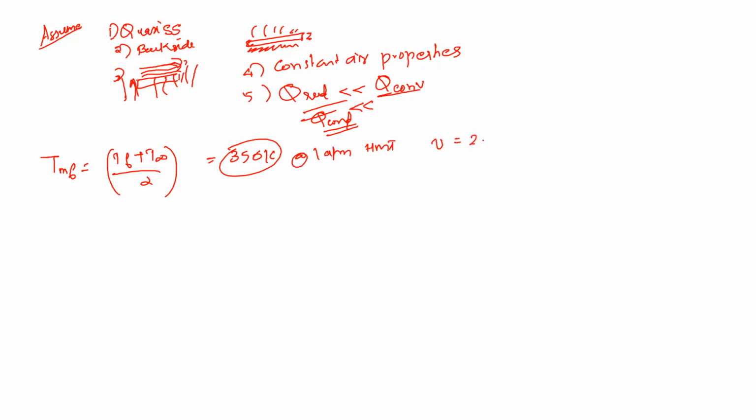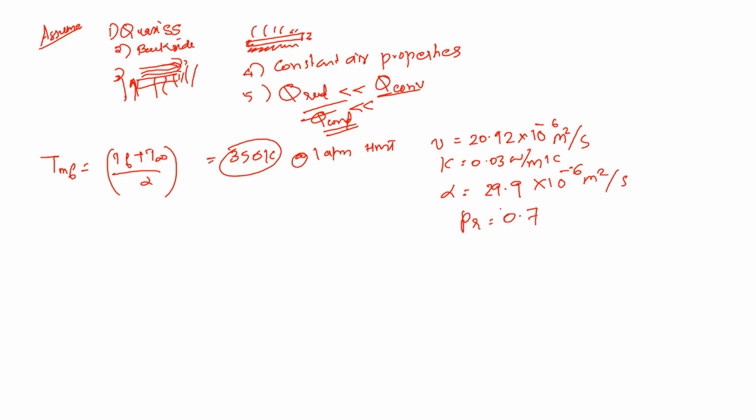So nu is equal to 20.92 into 10 raised to minus 6 meter square per second. Then thermal conductivity k is equal to 0.03 watt per meter Kelvin. Alpha is equal to 29.9 into 10 raised to minus 6 meter square per second. Prandtl number equal to 0.7 and beta equal to 1 by Tf, the mean fluid temperature, that comes to be 0.03.